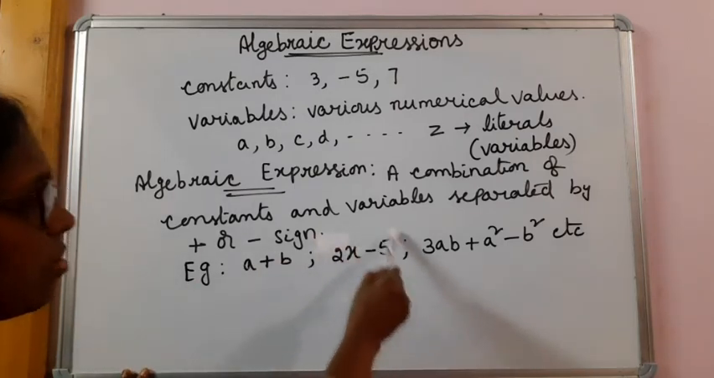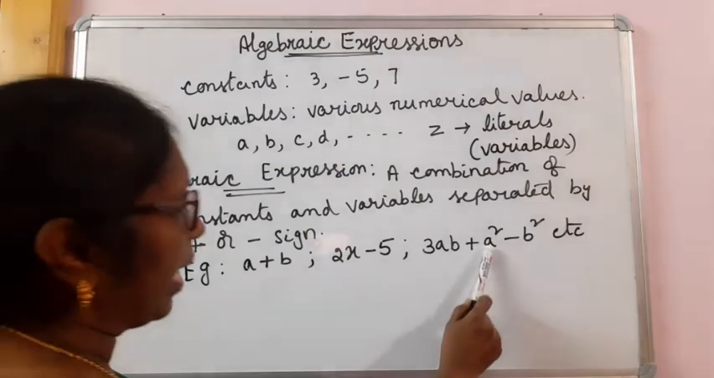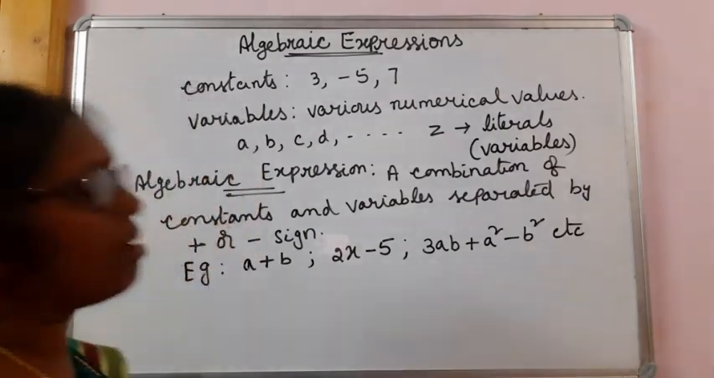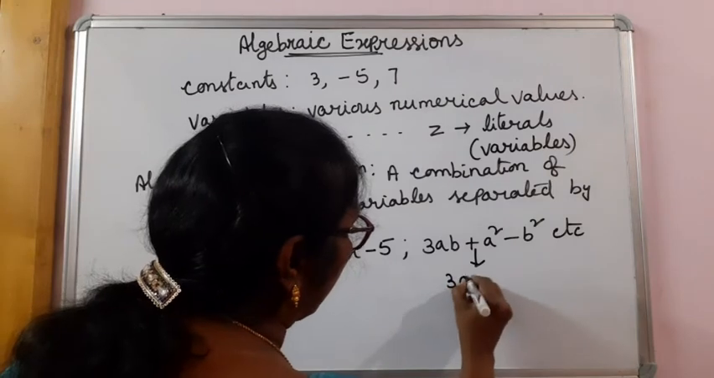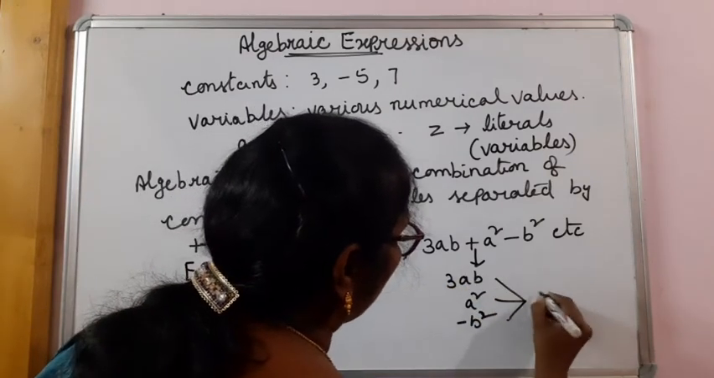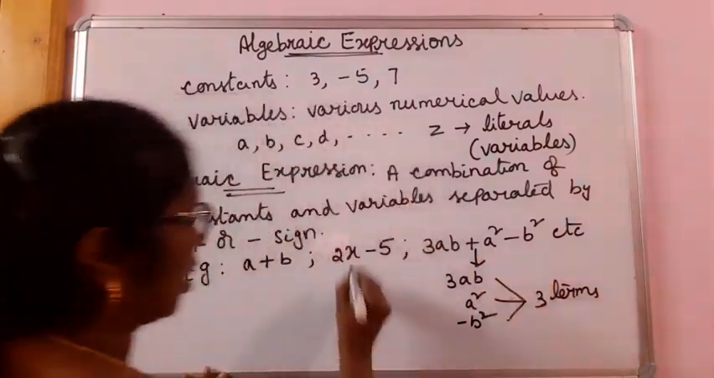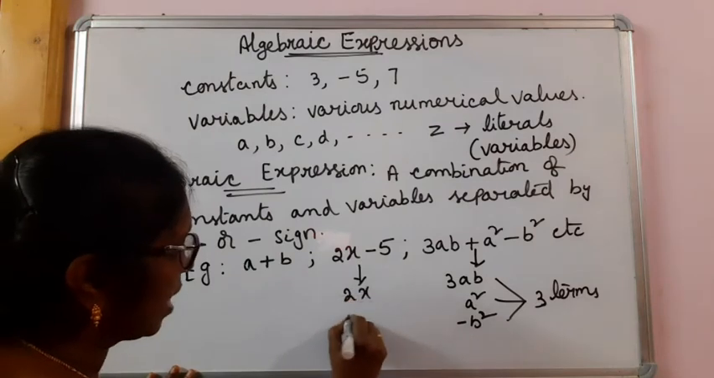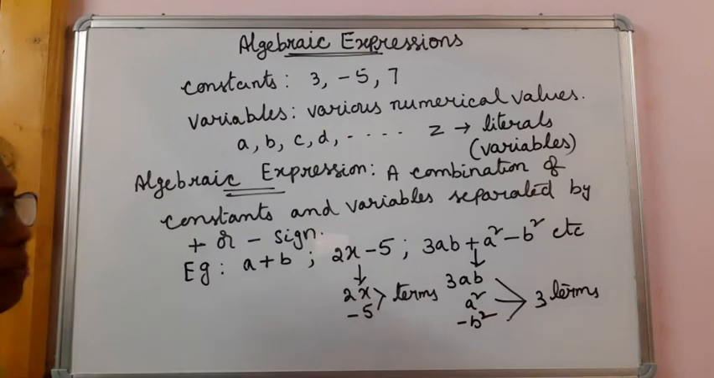One is 2x, the other one is minus 5. And in 3ab plus a square minus b square, 3ab, a square and minus b square are the three terms of this expression. And here 2x is one term, minus 5 is another term, and here a and b are the two terms of the expression. I hope this is clear to you.